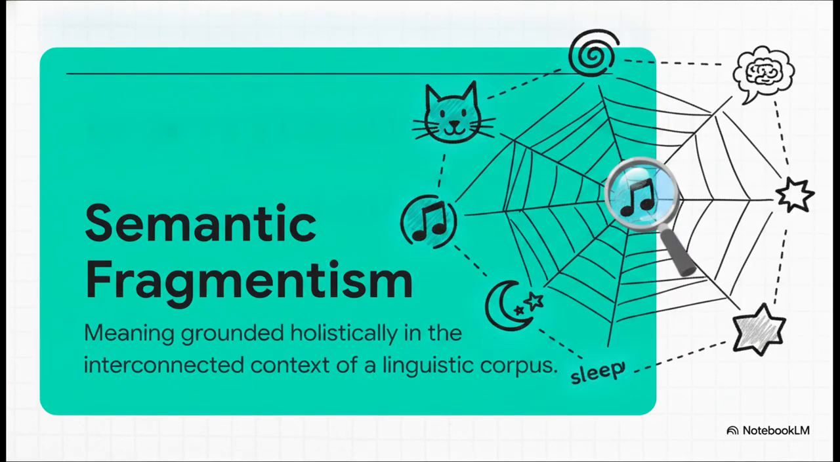What we end up with here is something called semantic fragmentism. Meaning isn't found in a single, isolated word, and it definitely doesn't require a physical finger pointing at a physical cat. Meaning is grounded holistically in the massive, interconnected web of the entire language corpus. When the AI processes the word cat, it brings along the entire contextual weight of how that concept operates in language. It understands the cat by its relationships to fur, meow, sleep, and literally millions of other concepts all at once.